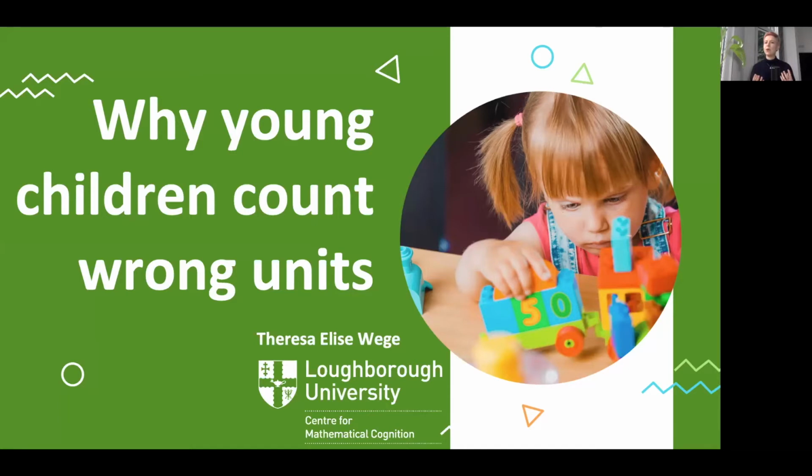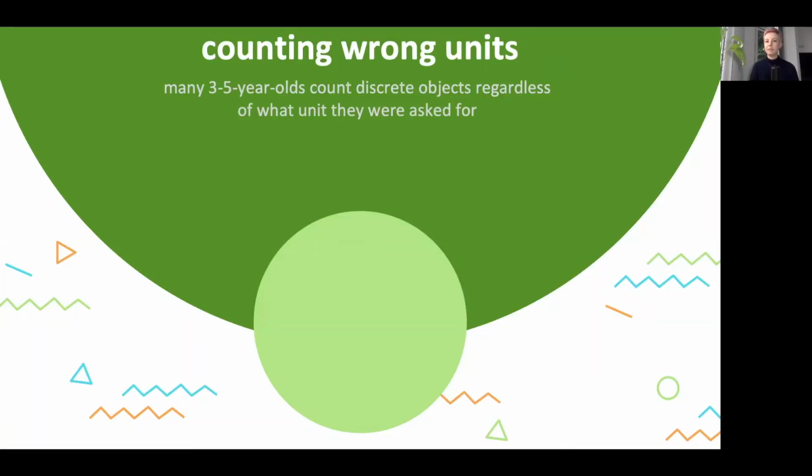After watching this clip from one of my studies, you might have some questions. If you're asking, why do children count incorrect, wrong units? I'm here to give you some answers. What you just saw in the clip is a mistake that many children make. Regardless of what unit they've been asked for, they tend to count what they perceive as a discrete object.